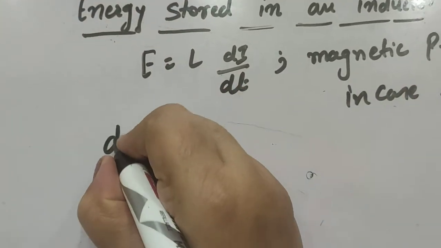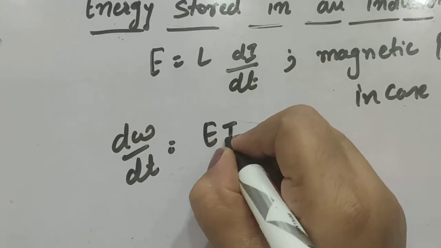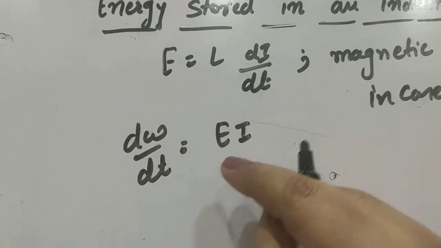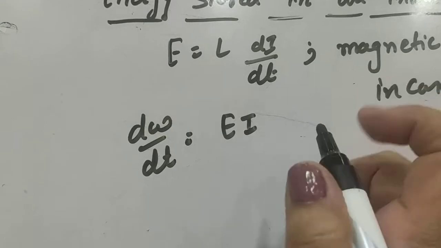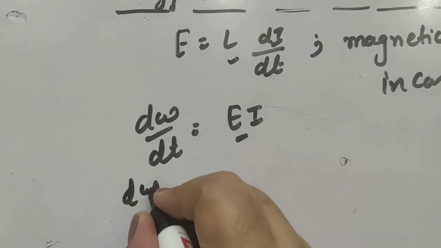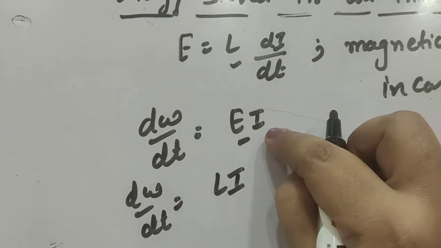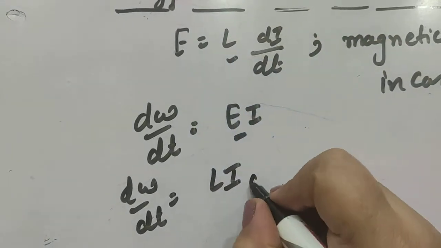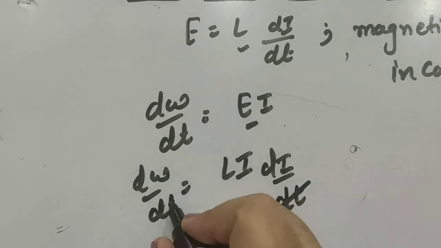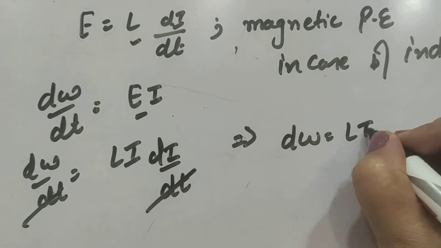Let dw by dt represent the rate of doing work, and that is given by E into I. We know that rate of doing work is power and power is V into I. So exactly in that way dw by dt is E into I. Now putting the value of E from here, dw by dt is equal to L I di by dt. dt to dt cancel out. We are left with dw is equal to L I di.